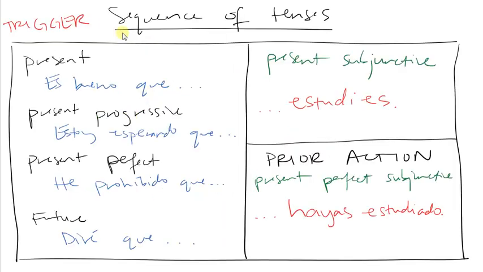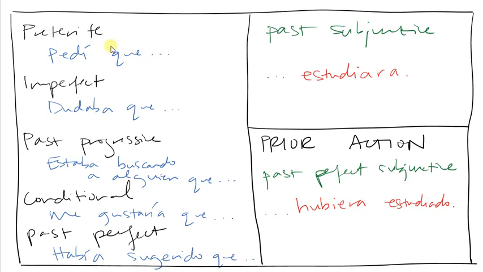Okay, so just to review, if you're starting your sentence in the present, present progressive, present perfect, or future, you're going to use the present subjunctive, okay? Unless you're talking about the past, unless you're talking about something that already happened, then you're going to use the present perfect subjunctive. If you start your sentence with the preterite, imperfect, past progressive, conditional, or past perfect, you're going to use the past subjunctive, unless you're talking about a prior action, something that had already happened before that point in time. Then you're going to use the past perfect subjunctive.